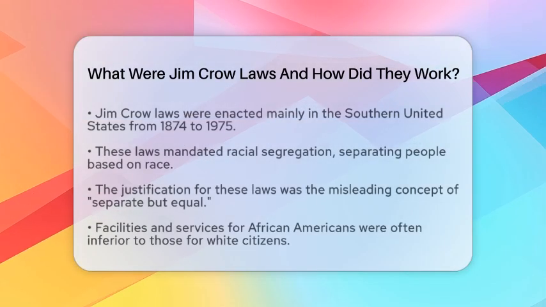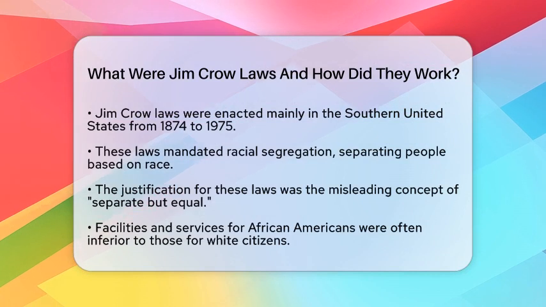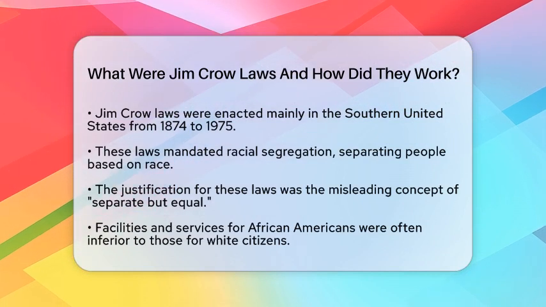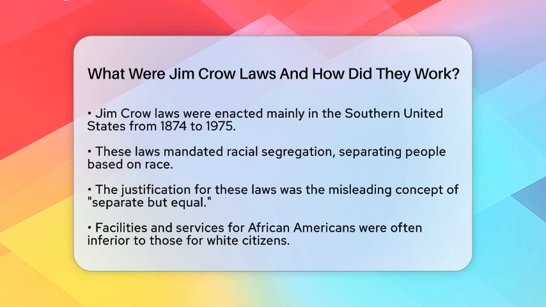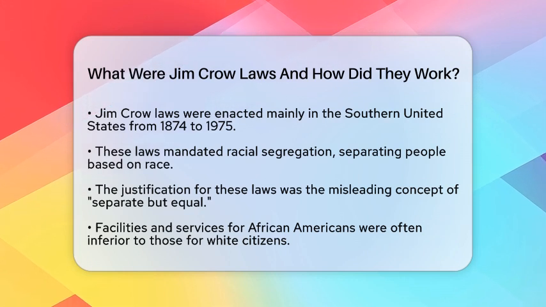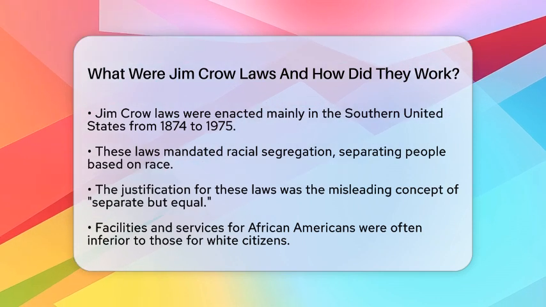What were Jim Crow laws and how did they work? Have you ever wondered how laws could shape the lives of millions? Jim Crow laws are a prime example of this. These laws were enacted mainly in the southern United States from 1874 to 1975. They mandated racial segregation, which means separating people based on their race.